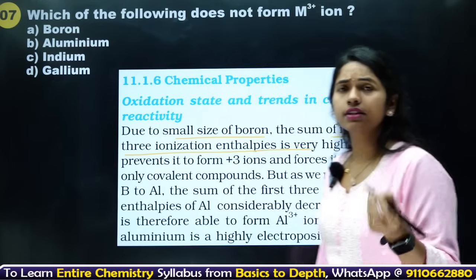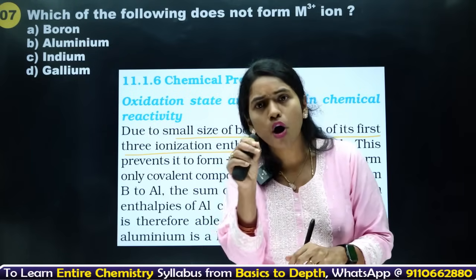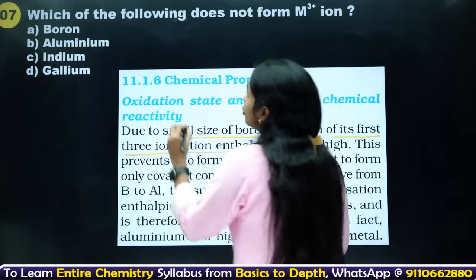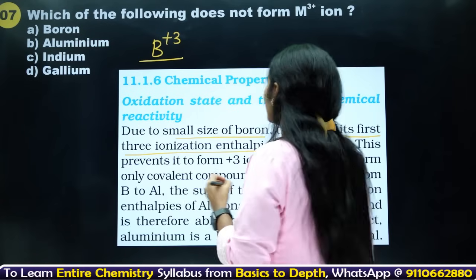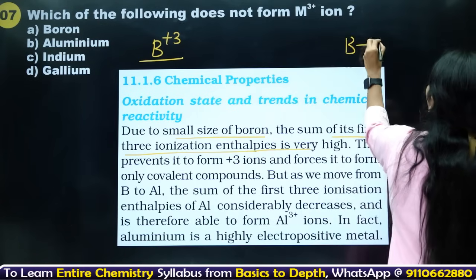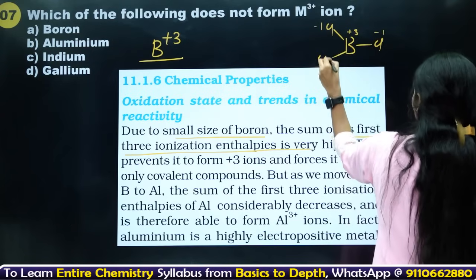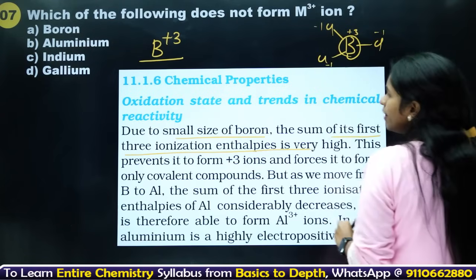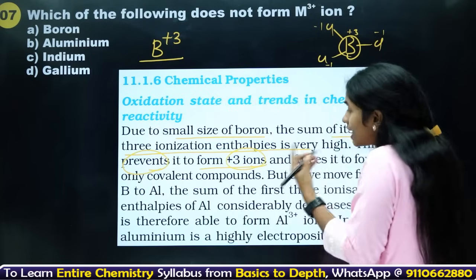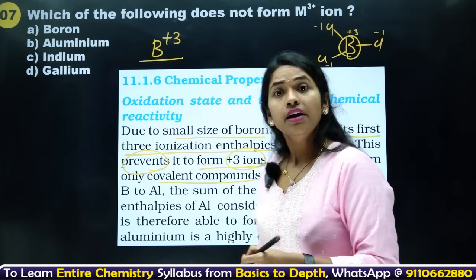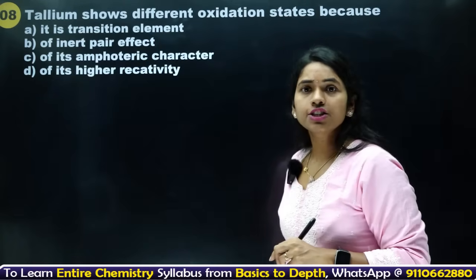The sum of all three ionization enthalpies is high. Due to the high ionization energy, because of small size, it is very difficult to remove the 3 electrons. That is the reason the B3+ ion does not exist. In BCl3, boron is in the +3 state, but in which kind of compound? It is covalent. It does not form +3 ions; it forms only covalent compounds, due to small size and high ionization enthalpies.